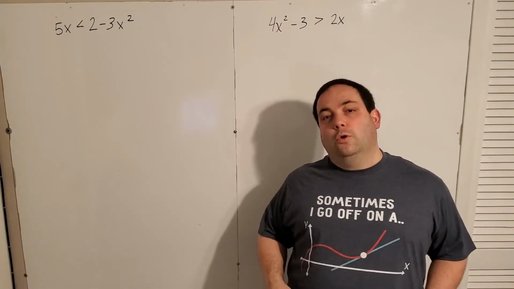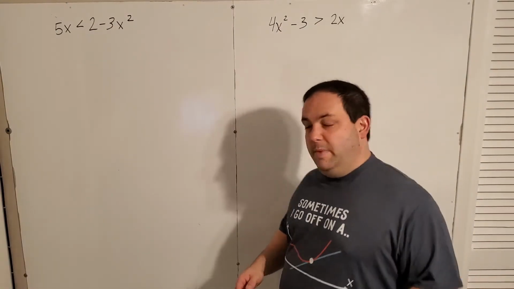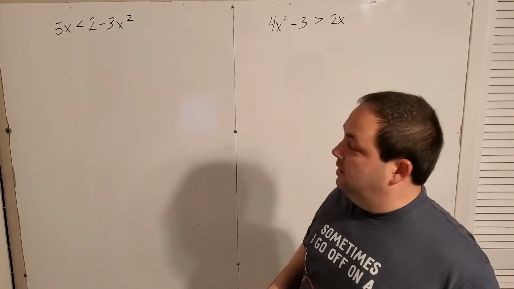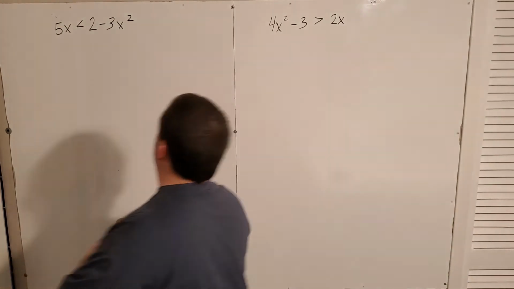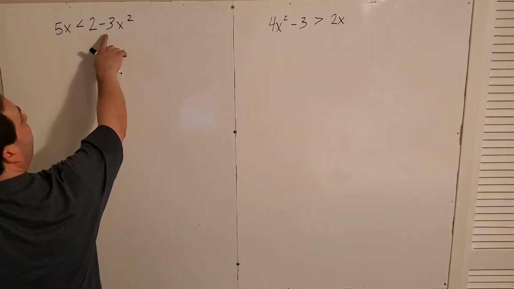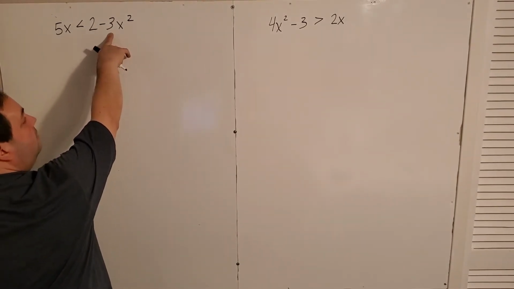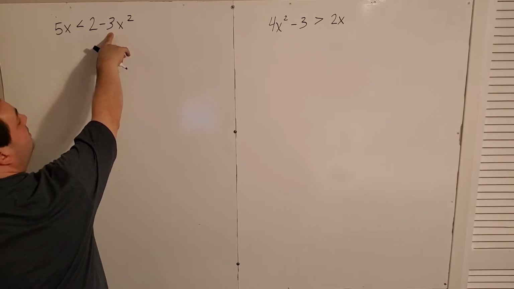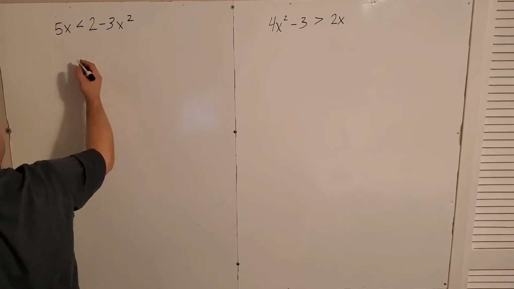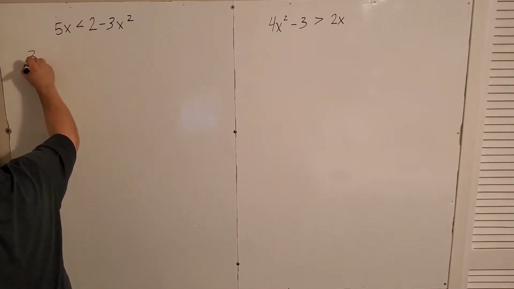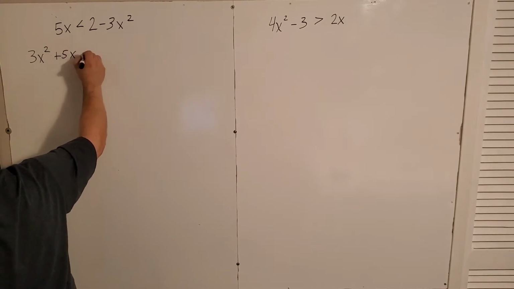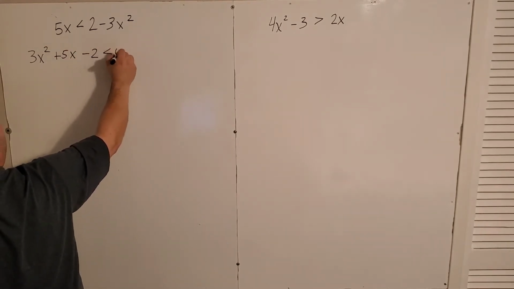Here are 2 more examples of this method. Right here I've got a quadratic inequality. Okay? So step 1, I'm going to get 0 on one side. Now I prefer to have my squares, the highest power, positive. So I'm going to add 3x squared and subtract 2 to this side.